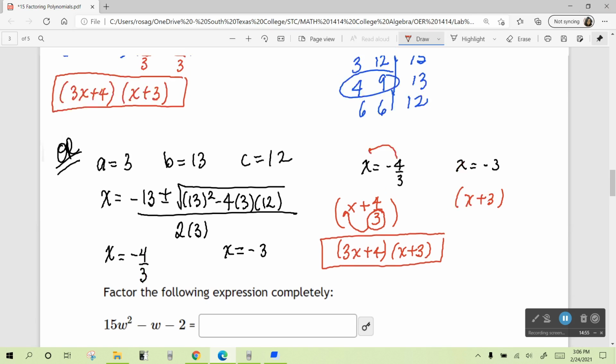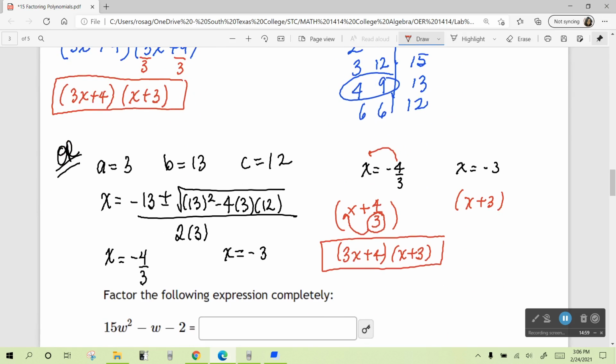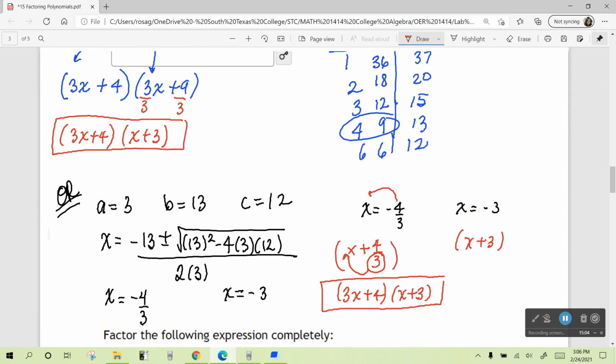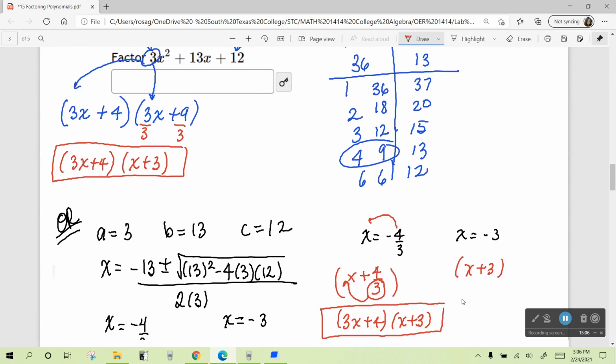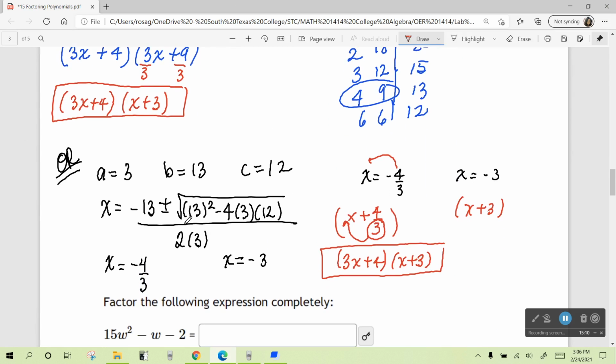Now, what you have to pay attention to is the direction. Like here it says factor, so you have to give the answers like this. When it says solve, you have to give the answers like this. So do notice the difference. Factor, you give them with parentheses. Solving is what we did here.